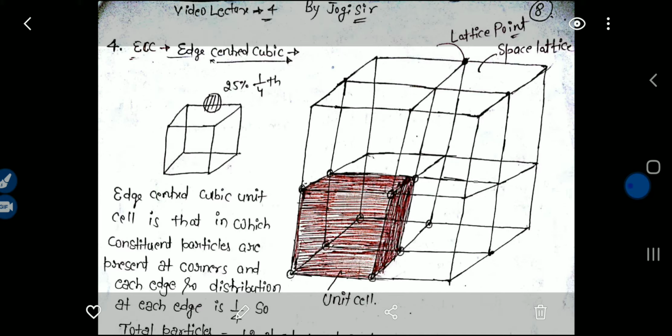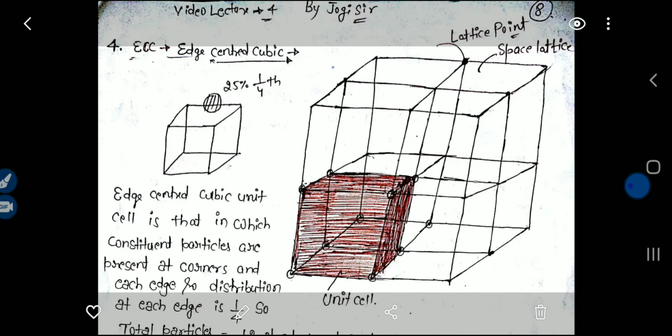In this diagram we can see that a constituent particle is on the edge. How many edges are there in the cubic unit cell? You can see easily there are 12 edges, and we know that 12 edges plus a total of 8 corners, so the number of particles in the edge center cubic is 20.